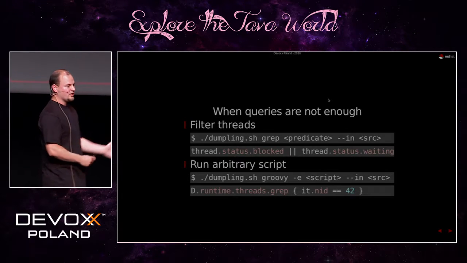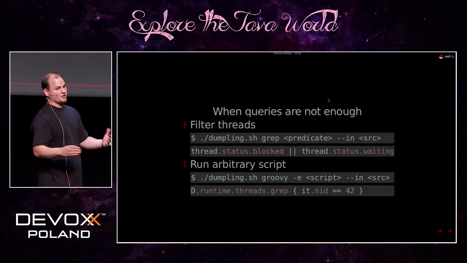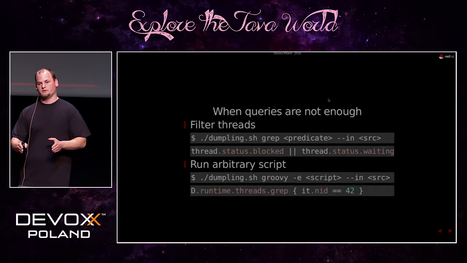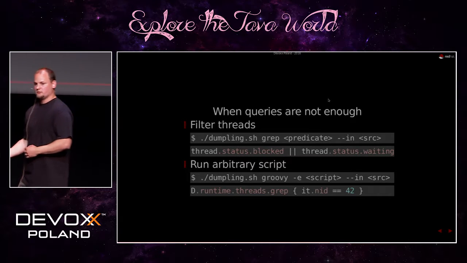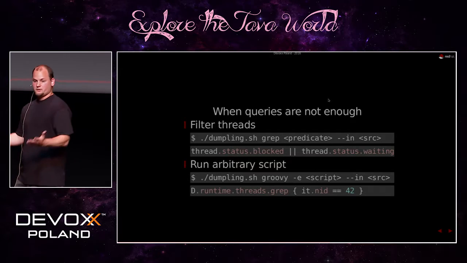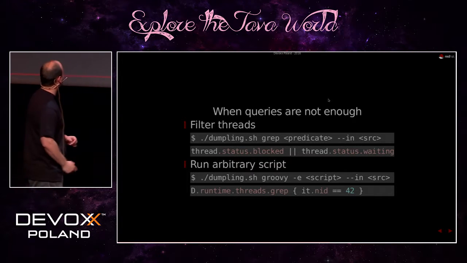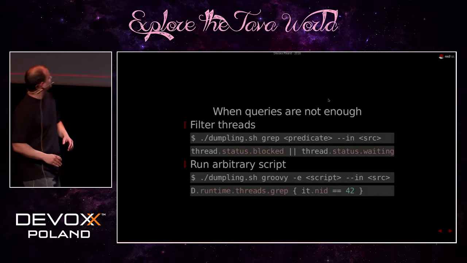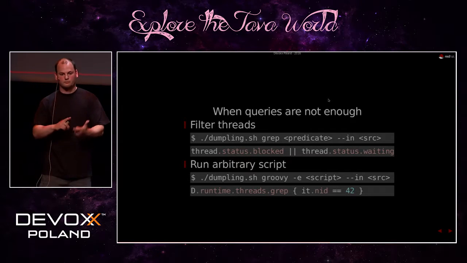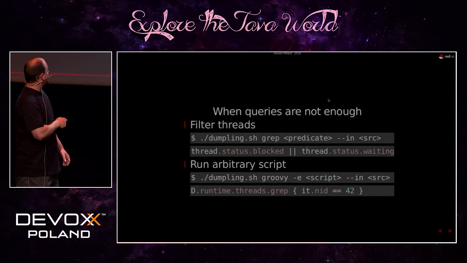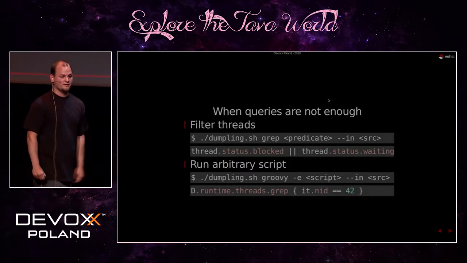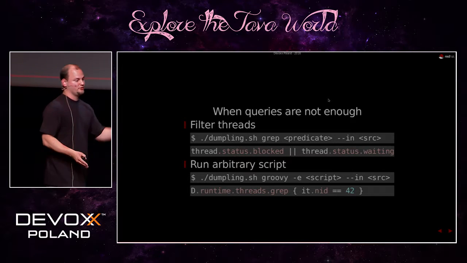So what the grep command actually does is it accepts a predicate, which is a piece of a Groovy expression, and it's used for filtering, and only the threads that match are reported. So you can come up with any predicate you like, provide it over here, and this is an example. Using this, you can filter only the threads that are either blocked or waiting. Obviously, you can come up with whatever you want, and you have access to the thread instance, which is a Dumpling abstraction that represents a single thread.